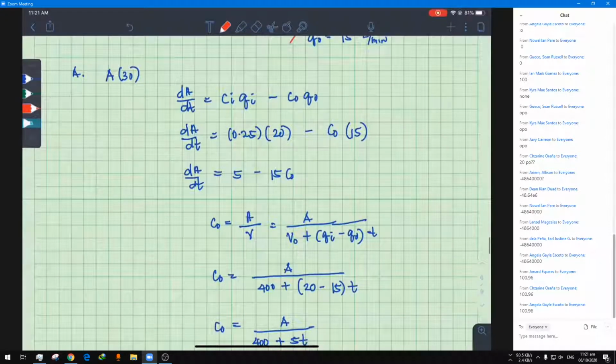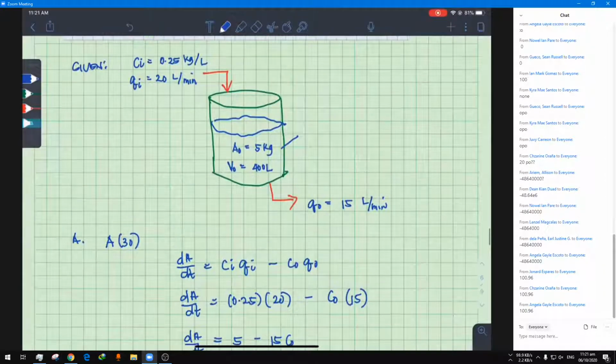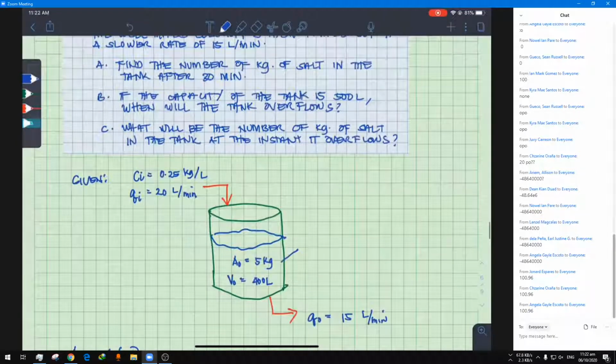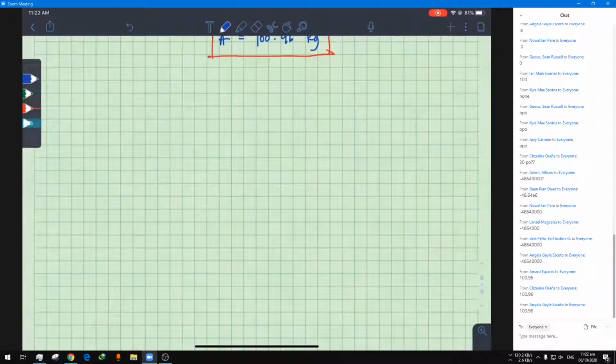So, next question. If the capacity of the tank is 500 liters, so when will the tank overflow? So, ito, kamukha lang nung kanina. So, ang T natin would be the capacity. So, ano daw yung time? So, when the volume overflows. So, yung volume natin is 500 liters.